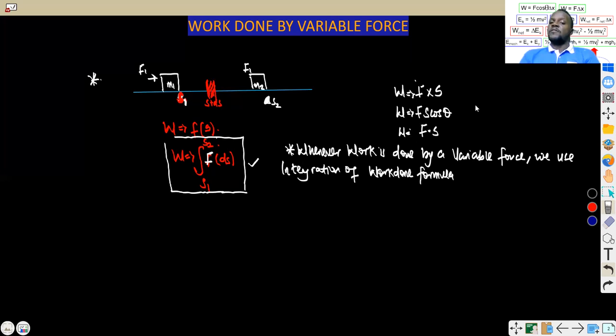And now I said, if it is a variable force, work done is given as integration of F multiplied by ds, taking the limit from a distance S1 to a distance S2. So that means we need to know the concept of integration to be able to calculate work done by variable force. Then we move to the next slide to explain the next topic. The next one is calculation of work done, which is the last of this, I believe. Calculation of work done using graph.